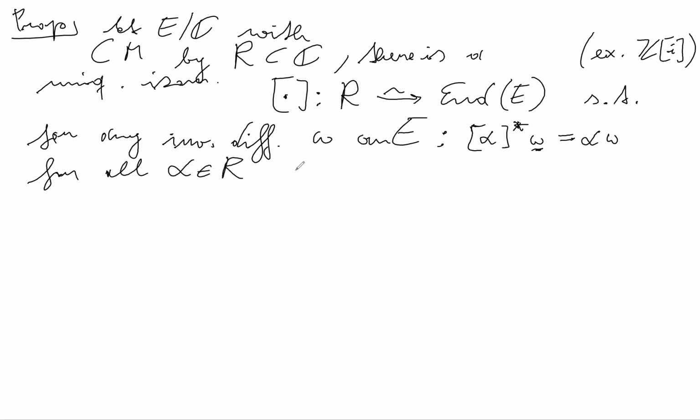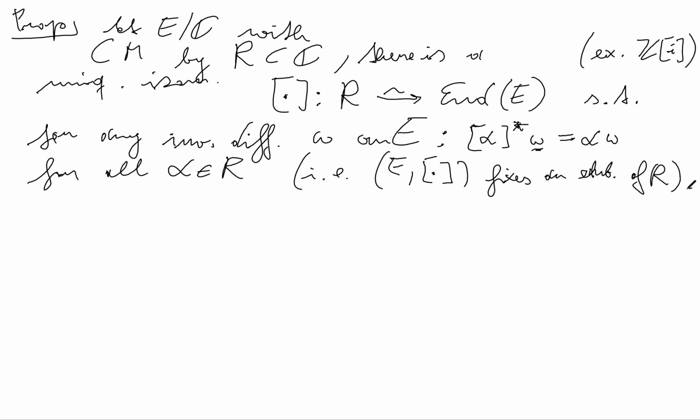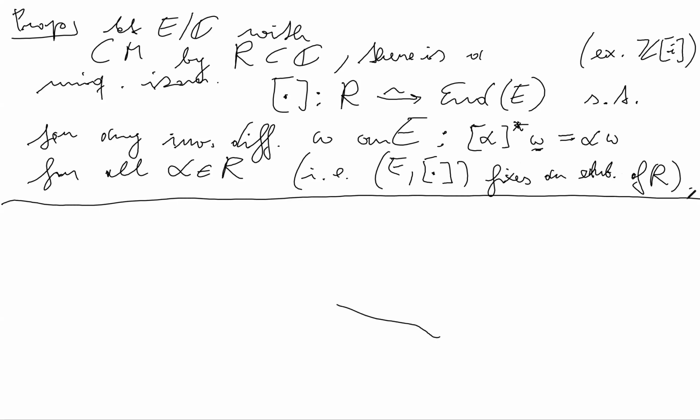So from now on, what we should think about is an elliptic curve E together with this embedding. This fixes an embedding of R into the endomorphism ring. That's actually quite important. From now on, when we just say an elliptic curve, we really think of the elliptic curve together with this specific choice.